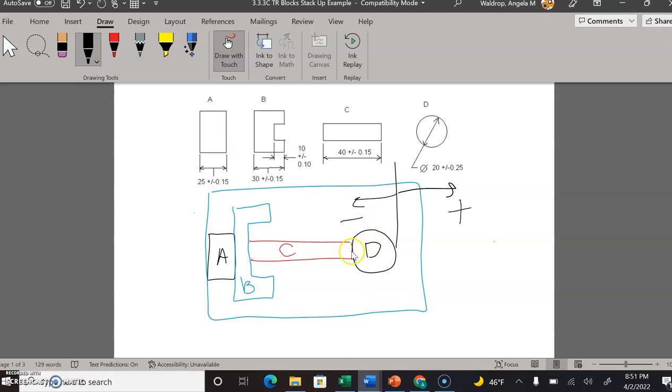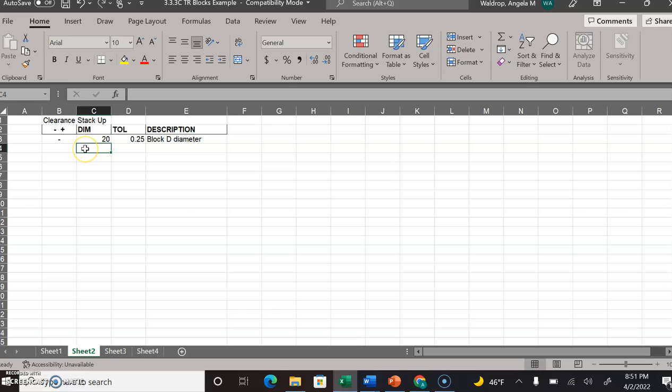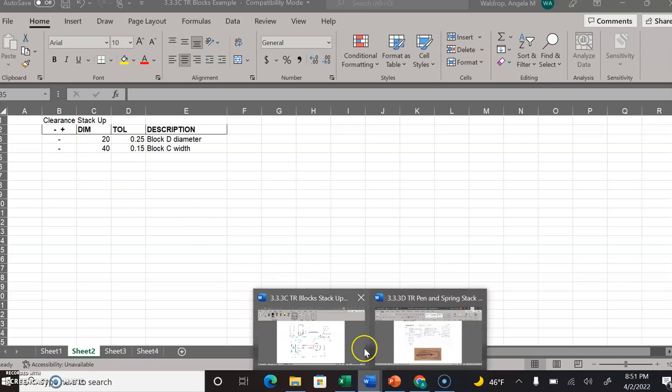Now that I'm at this edge of block D, I can move on to block C. There's only one dimension for block C, so that's pretty easy. I'm going to go to the other side of block C, and that's 40 plus or minus 0.15. So I'll go ahead and put that in there, 40.15. I'm going to say block C width. And again, I'm still traveling from right to left, so that is also a negative direction.